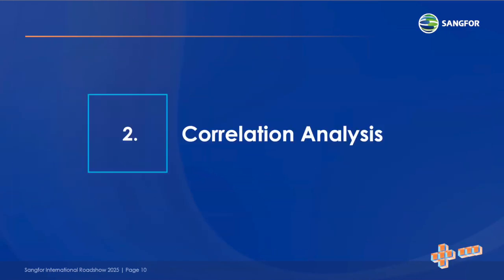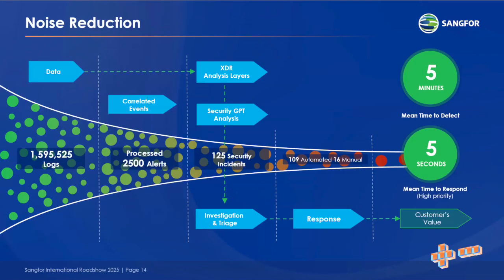From the second part, correlation analysis, I want to highlight one thing. You only need to understand that Sangfor has very excellent noise reduction, from millions of logs to thousands of alerts to hundreds of incidents. Layer by layer, we find similarity and reduce the noise. So how do we reduce noise? It's the AI technology behind this. Later I will also tell you how we adopt AI in our XDR to reduce it.